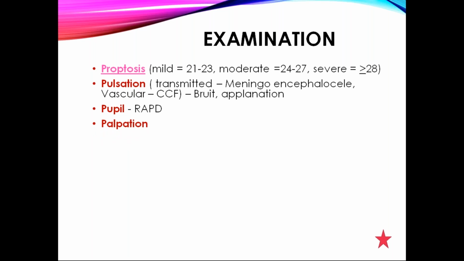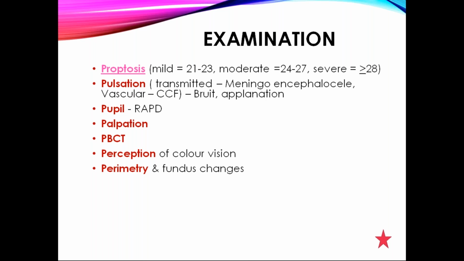Next, palpation. All these are P's which you have to keep in mind when you are performing an evaluation for proptosis. You have to palpate and see the status of the proptosis, whether it is firm, soft, whether you are feeling a bag of worms like in neurofibromatosis, or whether you are feeling pulsation or not. All these are palpatory examinations. Next one is PBCT. PBCT means prism bar cover test. It helps us to evaluate the amount of deviation from the center that the proptosis has caused. I will show you that in the next slide.